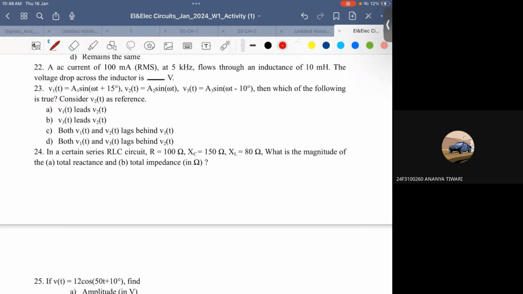So you have been given the voltages V1, V2, V3. Now you have to tell me V1 leads by V2. Which one leads, V1 or V2? If you have V2, V1 will be like this, correct? With the angle of 15 degrees. So V1 is leading, right? Yes, sir. Correct. What about V3?